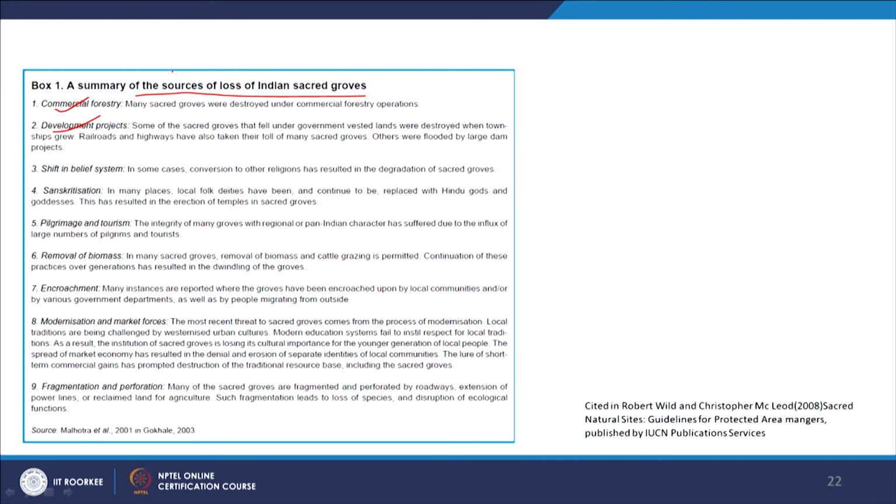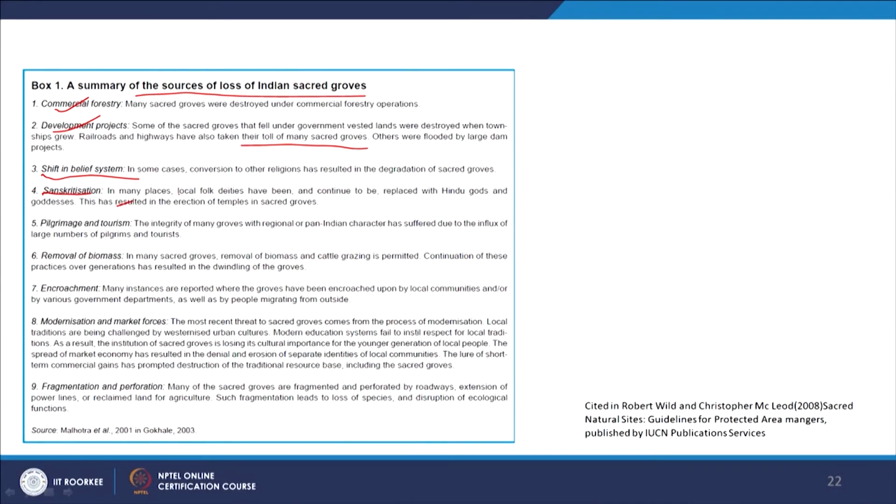Sometimes the water table has come down, and obviously certain lands were converted into revenue lands, and many sacred groves have been lost because of railways, roadways. So that importance is missing. And a shift in the belief system. In some cases, many communities have shifted their religion. Obviously certain practices have changed. And Sanskritization, where the local folk deities, like, as I said in the previous class, the tribals pray to the Narmada deity, and now the Sanskritization process has started.